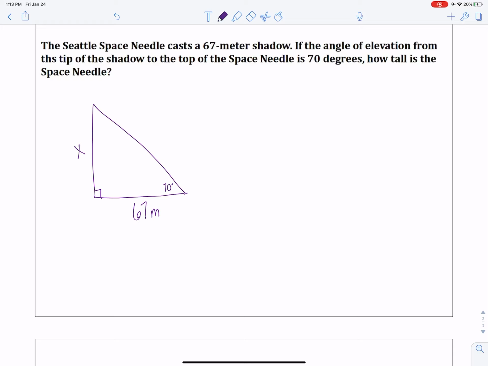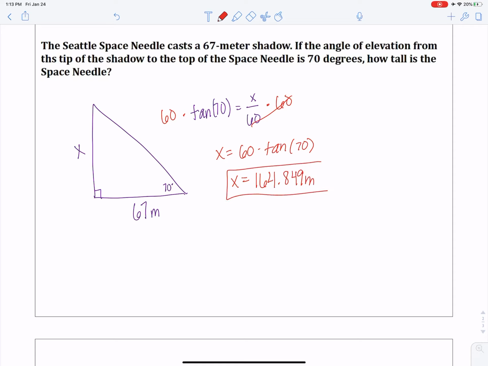So using our trig ratios, we have the opposite and adjacent side, which is going to be tangent. So tangent of 70 degrees equals x over 60. So we're going to multiply by 60 on both sides. And so I get x equals 60 times the tangent of 70 degrees. And when I plug that into my calculator, I get 164.849 meters.